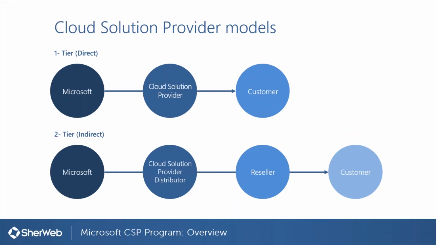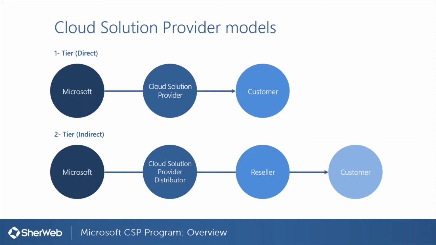So there's two flavors of our CSP program. One is we just call direct. You sign up through the program directly with Microsoft and start selling. Many of our partners in the Microsoft partner ecosystem, though, are not ready to do this. They don't have billing, they don't have support, they don't have all the things necessary to truly sell cloud directly.